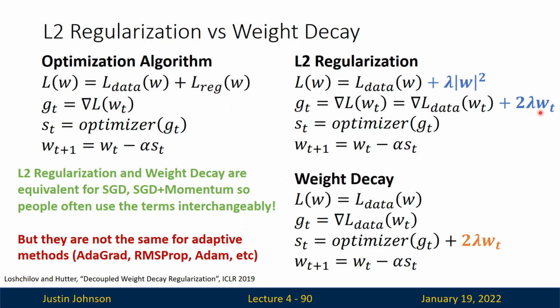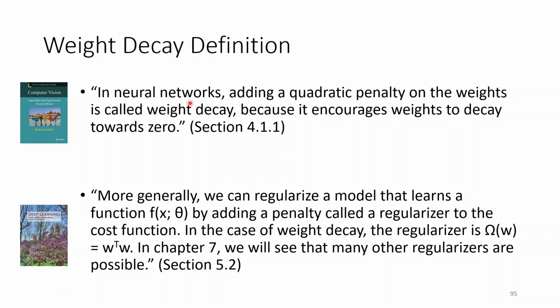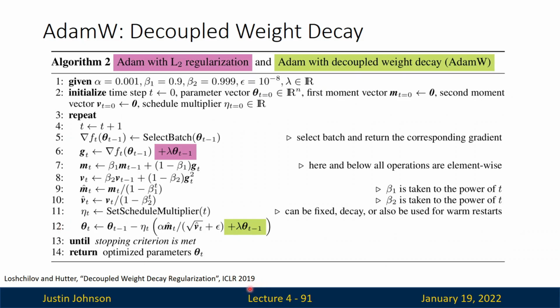But some researchers found if they add the derivative or momentum not to the term of G, but to the term of S, then they generate a slightly better result. So, okay, this is a definition of weight decay. You can find it either in your textbook or reference book. And this is a paper. See, it was published in ICLR 2019, just 4 years ago. It's called decoupled weight decay regularization.